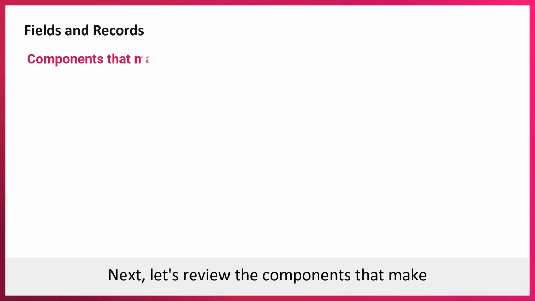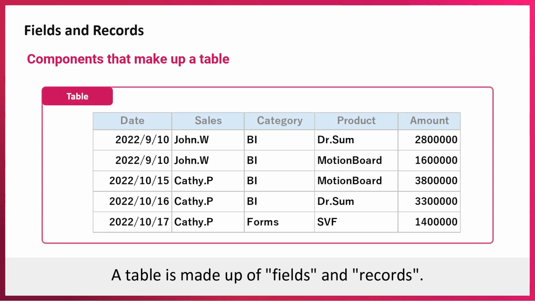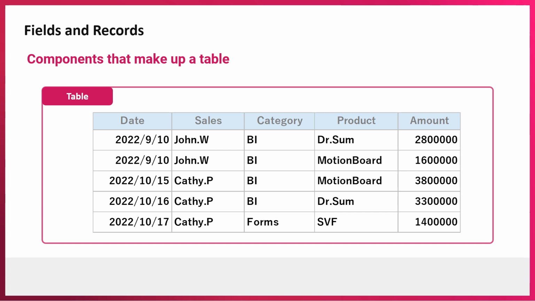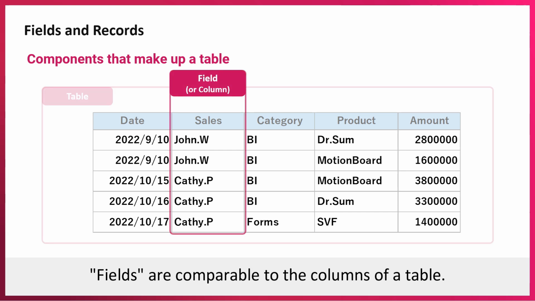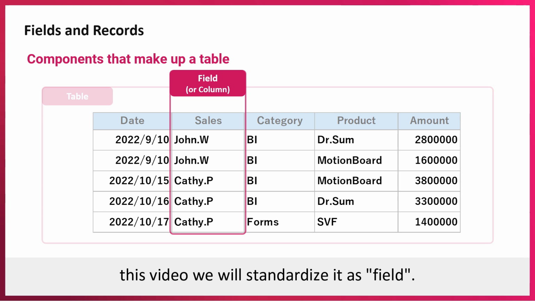Next, let's review the components that make up a table. A table is made up of fields and records. Fields are comparable to the columns of a table. A field may also be called a column, but in this video we will standardize it as field. The type of data that a field can store is specified, such as a field that contains numbers, a field that contains text, or a field that contains dates.